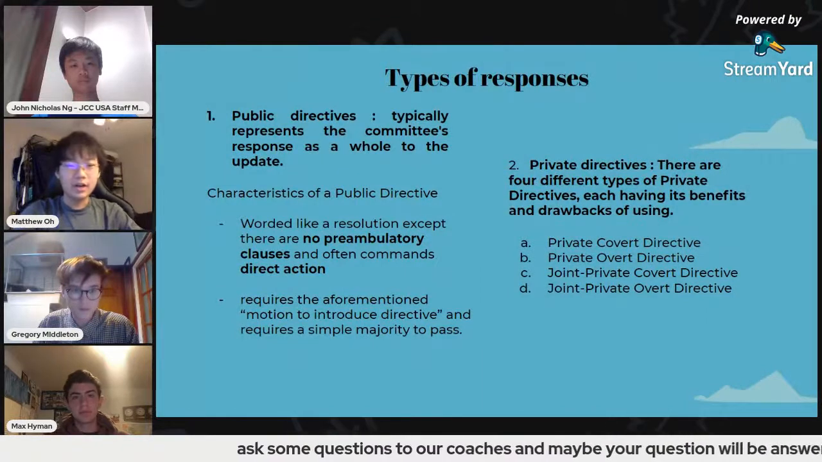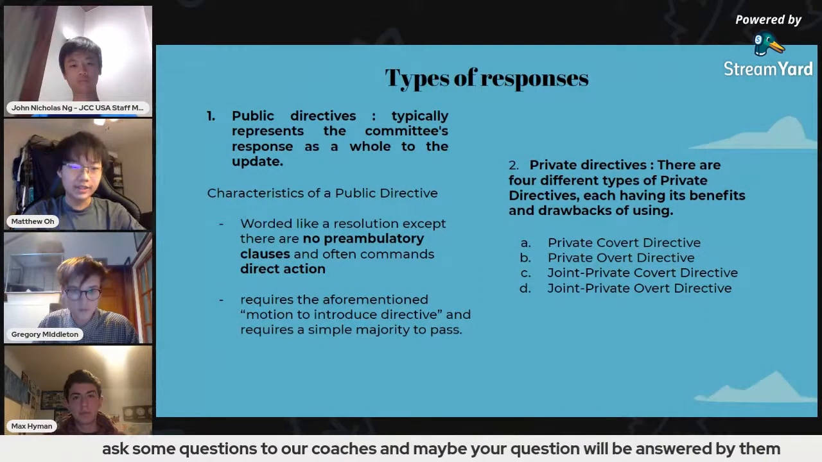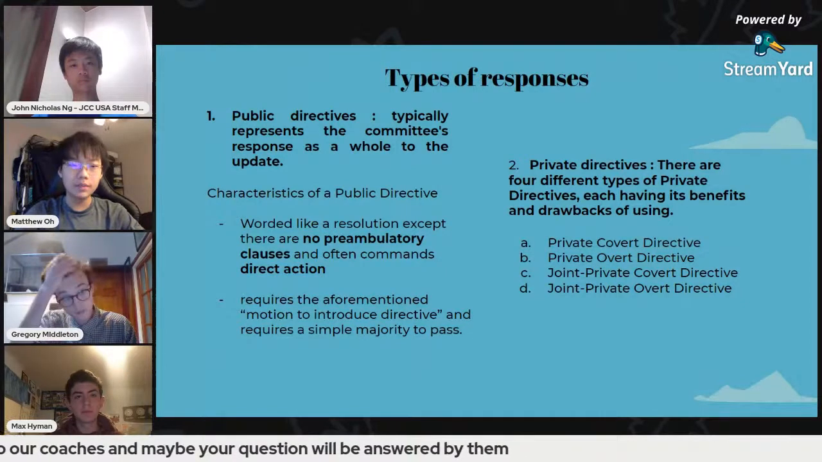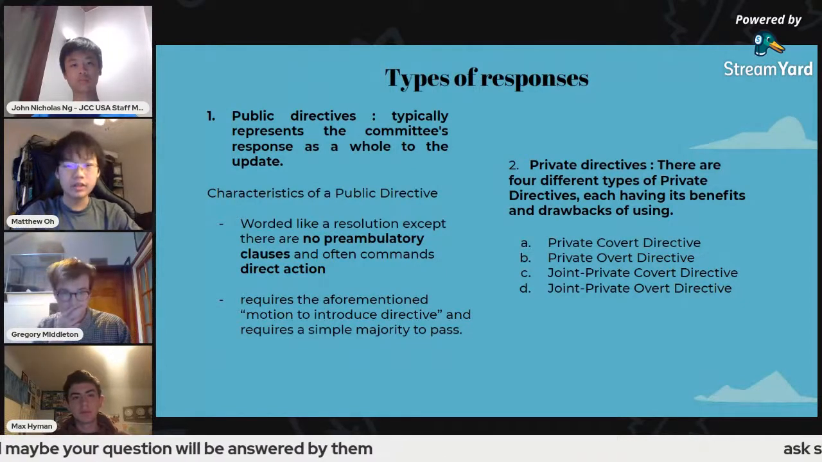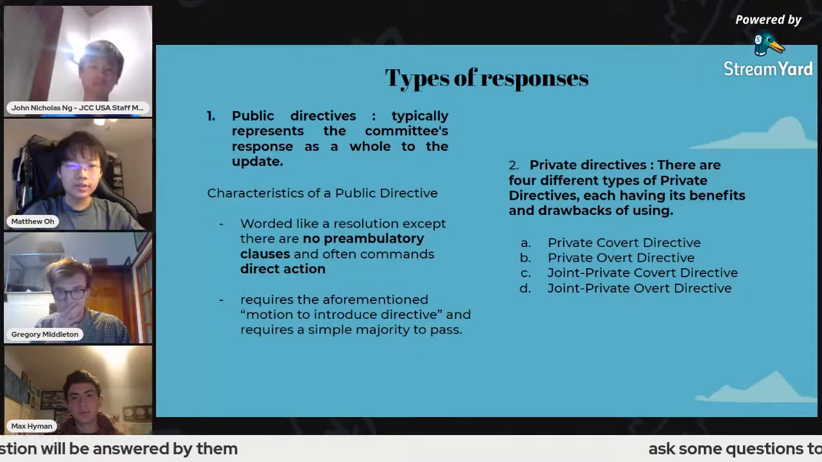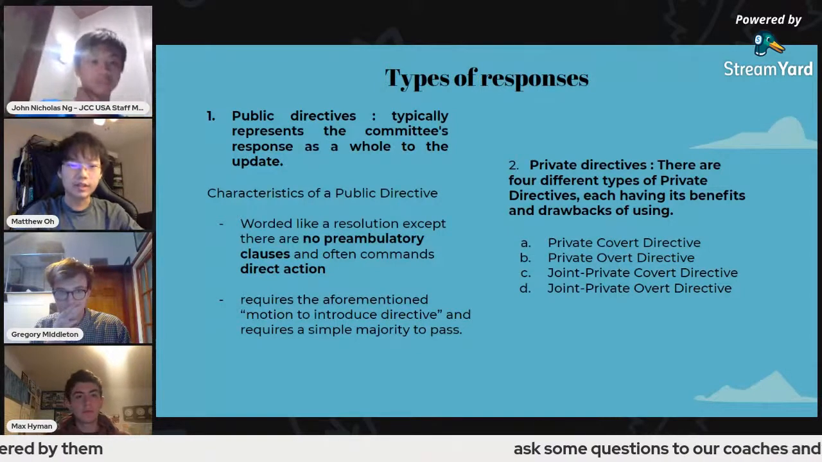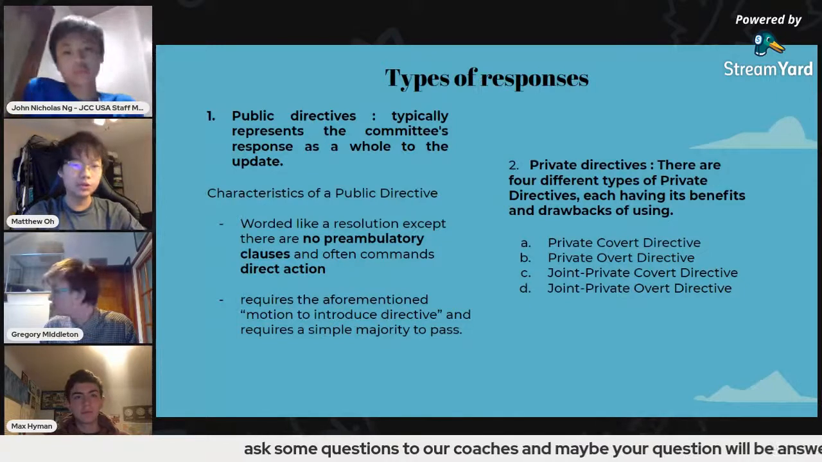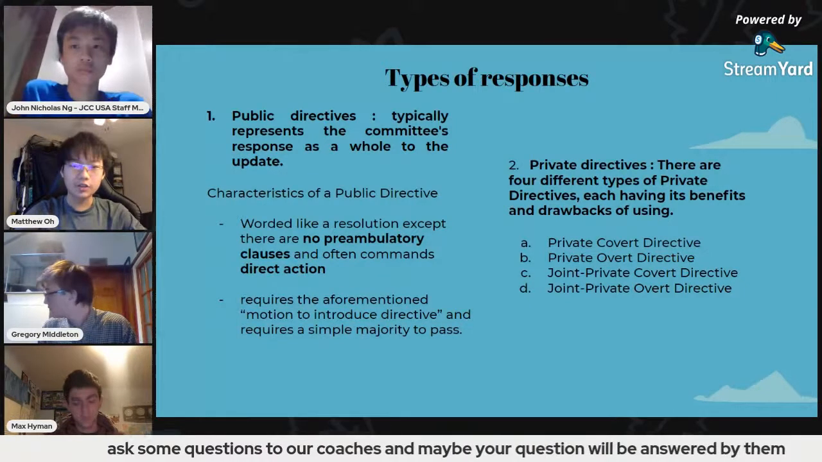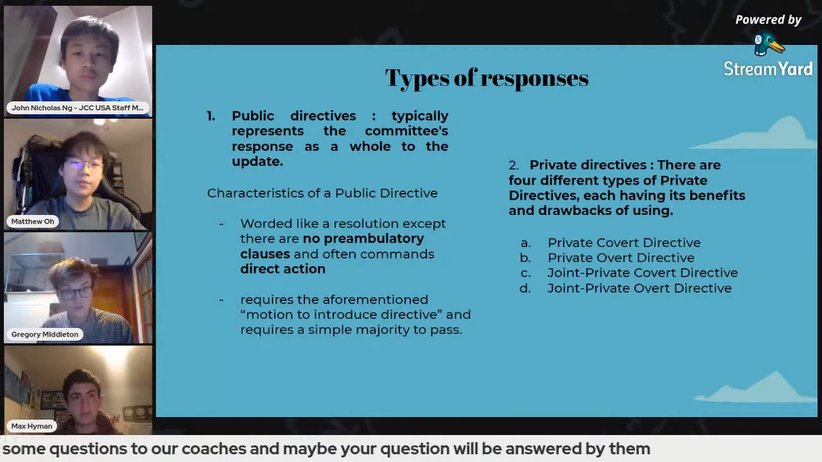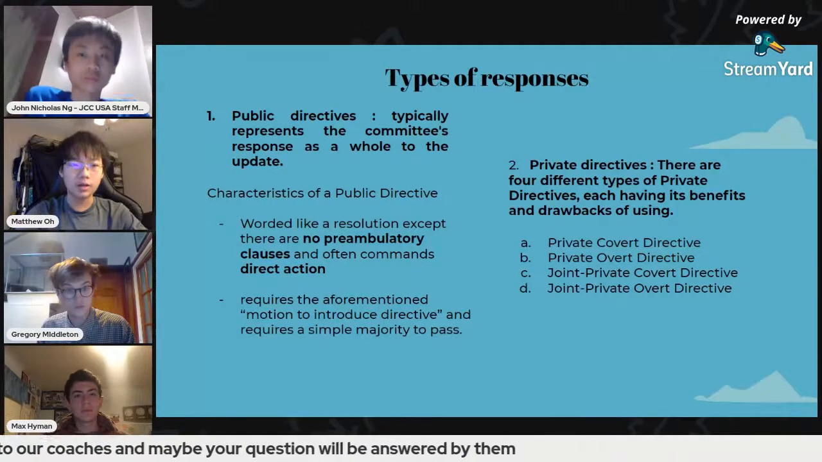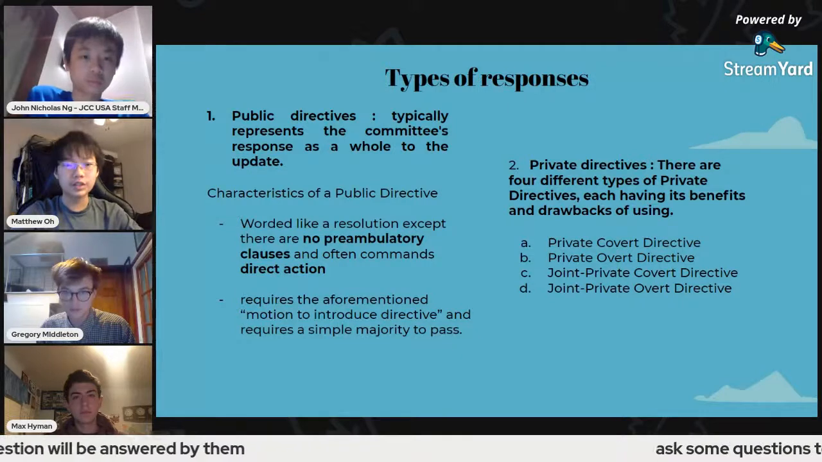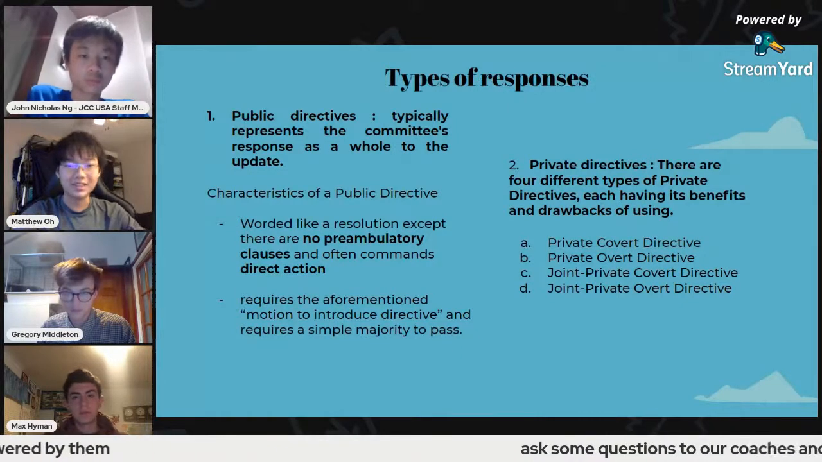Thank you, Greg. So now we're going to move on to directives, which are really the driving force of your Joint Crisis Committee. As Gregory mentioned, you are basically state actors in the Joint Crisis Committees. You have the power of an entire state to perform all sorts of actions, and these actions are conducted via directives. There are multiple types of directives, including public and private ones. First, we're just going to explore public and private ones.